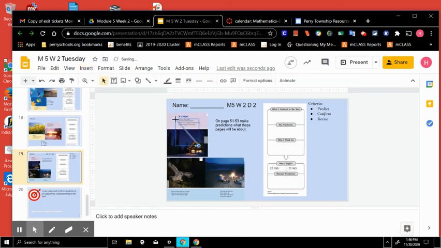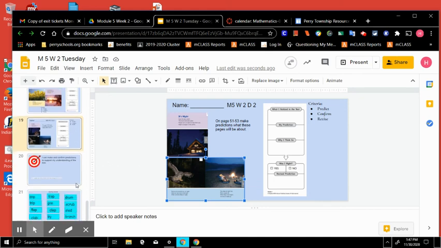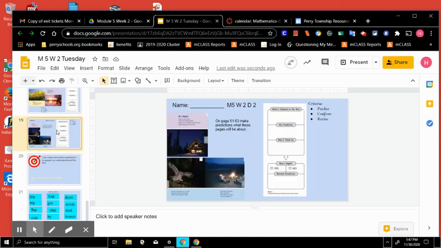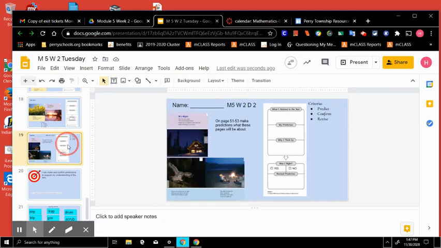Oops, I didn't mean to do that. So you're going to predict what is going to happen on these two pages. But remember, predictions come before you read the pages. So that way you are taking a smart guess. And think to yourself, did I make a good prediction to confirm? Did I make and confirm predictions to support my understanding of the text? On these pages, were you able to make a prediction and confirm it and say, yes, it was right, or no, it was not? Think about that.